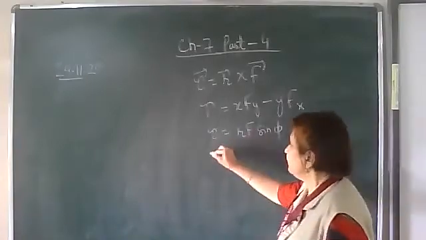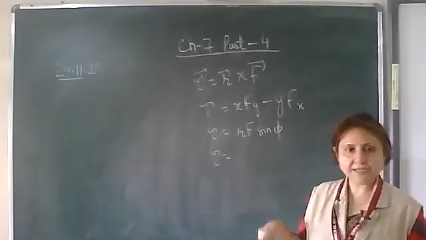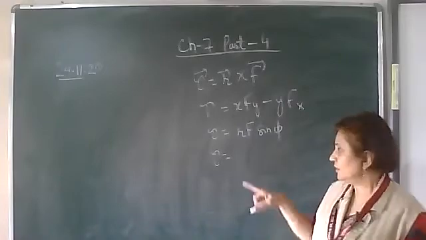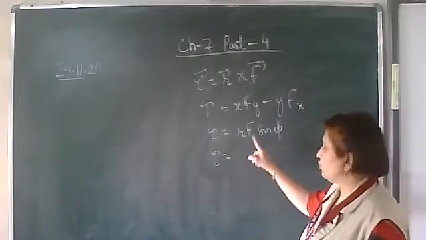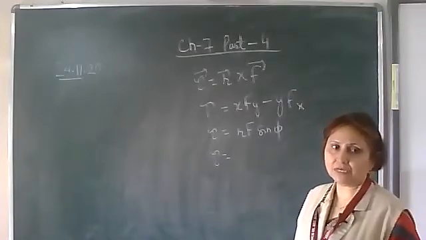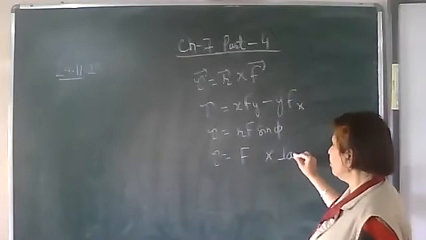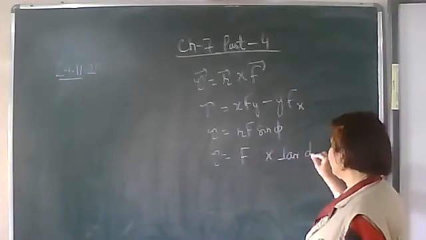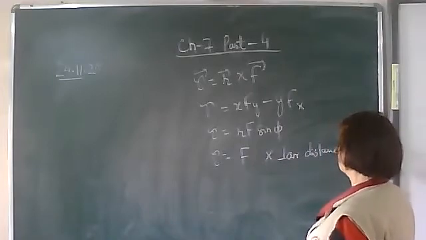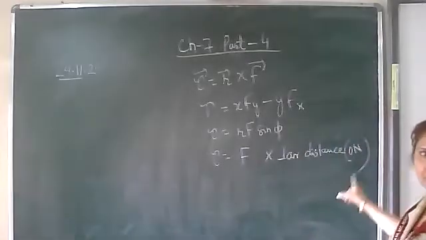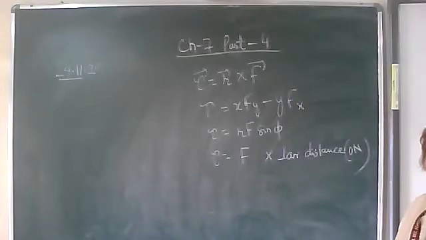Then we drew one perpendicular from the axis of rotation to the line of action of force. Then we get tau is equal to force into the perpendicular distance from the axis of rotation. This perpendicular distance we represented by ON. So tau is force into ON, the perpendicular distance from the axis of rotation.